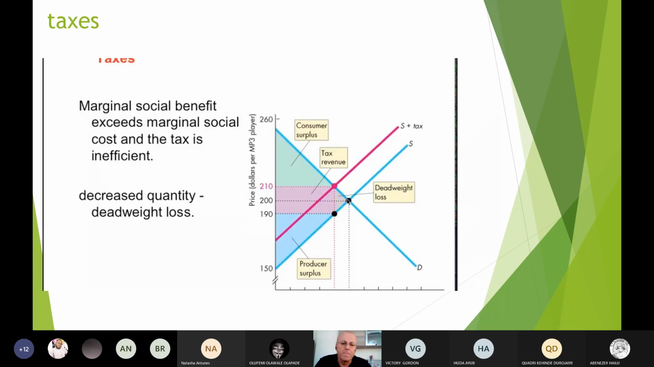This is not good for the economy. Therefore, once again, when we are looking here, the reasonable price which is given here was 19 and it is shifted to 2,210. The marginal social benefit exceeds marginal social cost and the tax is inefficient. Therefore, decreased quantity and deadweight loss is realized here. At least here the reasonable tax is given.